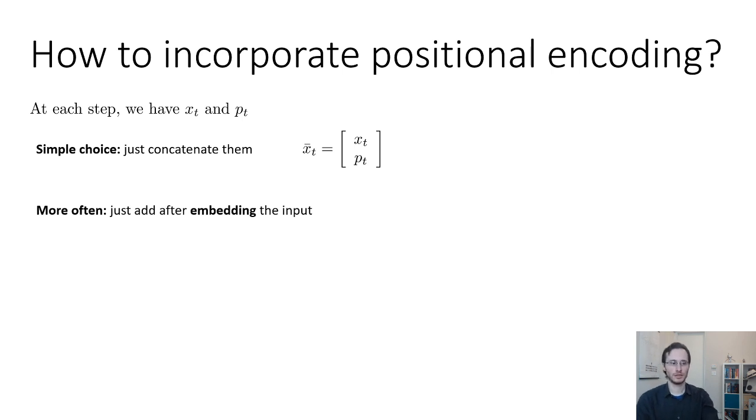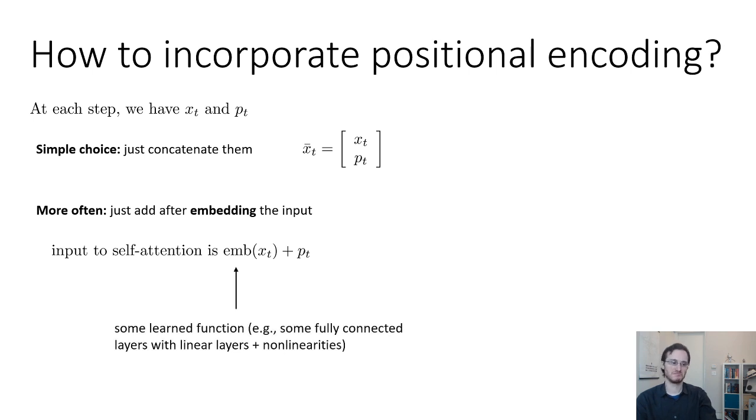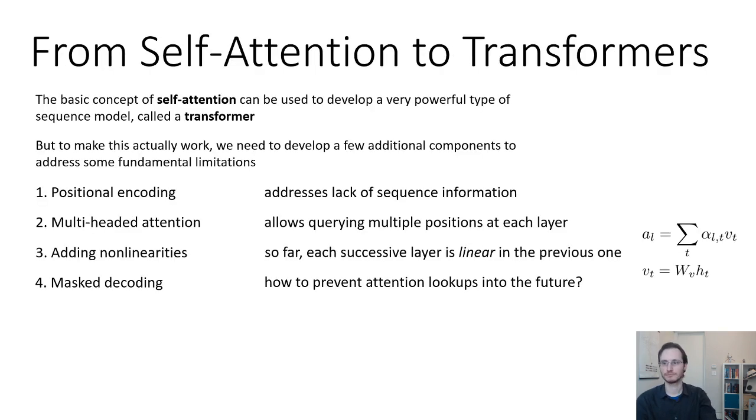More often, actually, transformer models do something a little different. It's a little bit ad hoc, but it tends to work well, which is that they embed the input first. So they have some kind of embedding function, which maybe is just a linear layer followed by a nonlinearity, and then they add the positional encoding to that embedding. So the encoding is just the embedding of xt plus pt. That's kind of an arbitrary choice. You can combine pt and xt in any other way. You can combine them with two nonlinear layers. But this simple additive thing actually tends to work pretty well. So embedding is some learned function, like a fully connected layer with some linear layers and nonlinearities, and then you just add pt to it. And that becomes your first hidden state.